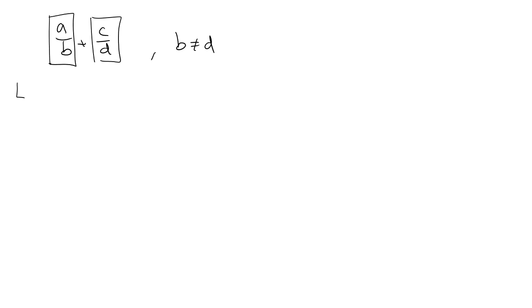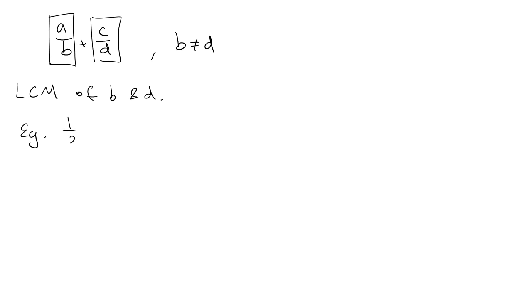But what if we had a over b plus c over d, where b and d are not the same? This means that they don't share a common denominator. And to add them, we need to modify the two fractions so that they do share a common denominator. And to do that, we need to find the lowest common multiple, or LCM, of b and d. I'll explain this through an example.